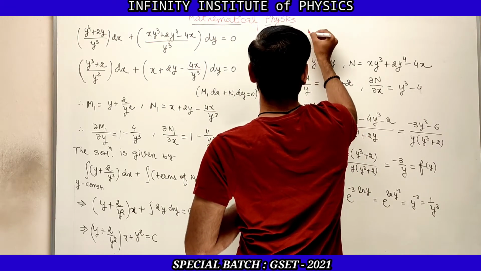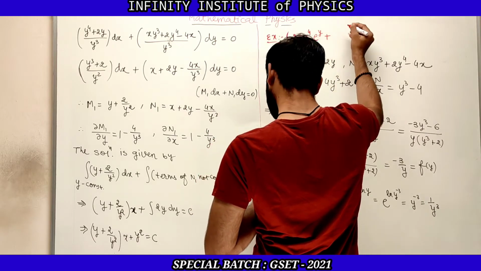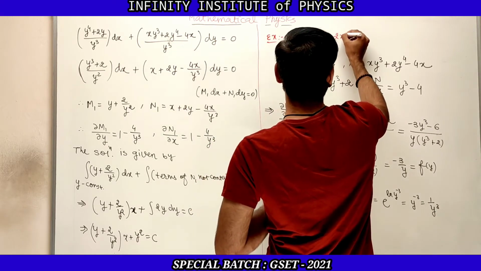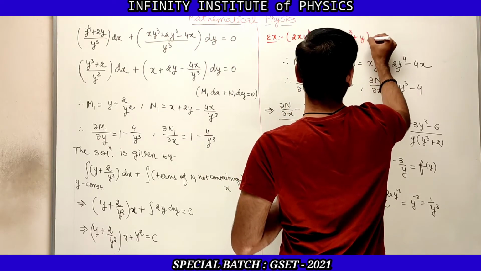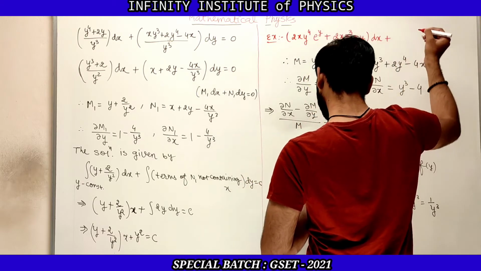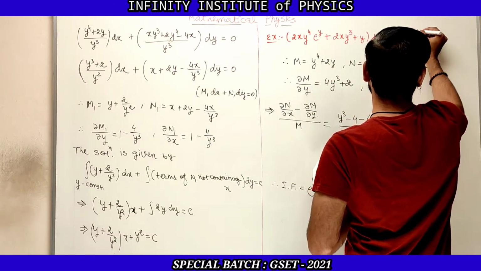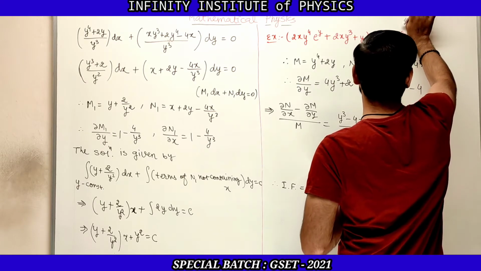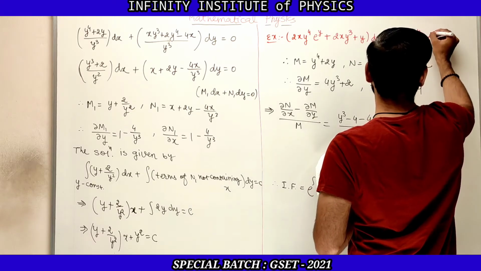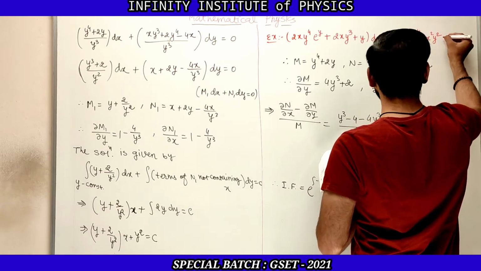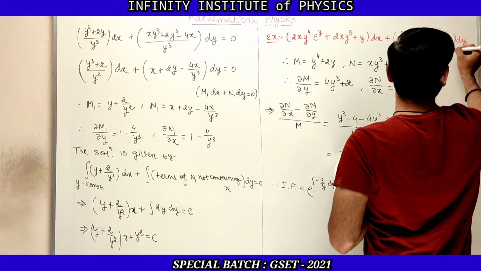2xy raised to 4 e raised to y plus 2xy cube plus y, into dx, plus x square y raised to 4 e raised to y minus x square y square minus 3x, dy, which is equal to 0.